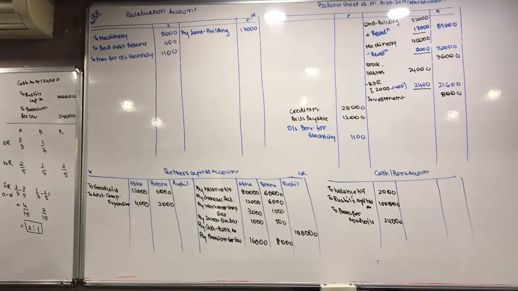New profit sharing ratio, we have already taken care of it. Check if we have done everything. Check the two effects. If all done, let's start closing. What will we close first? Revaluation account. Let's close revaluation account.